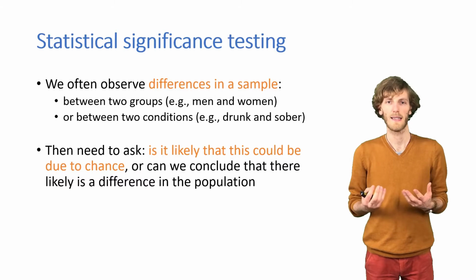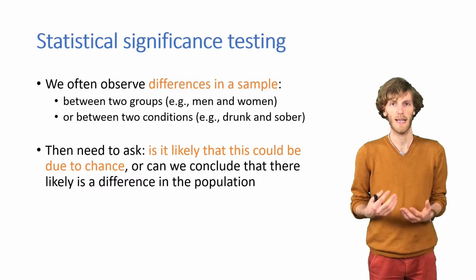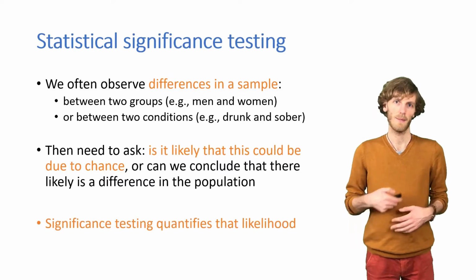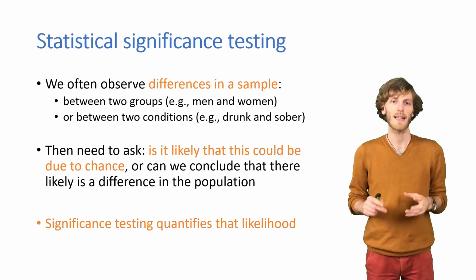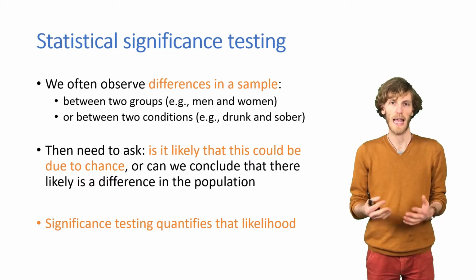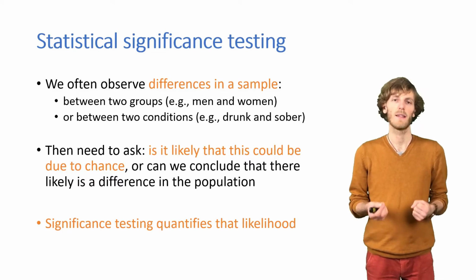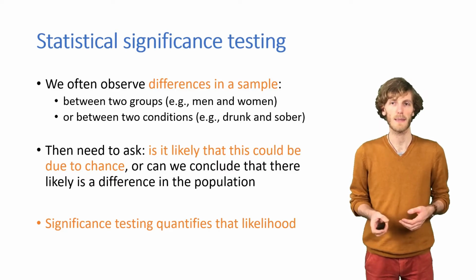Or am I warranted to believe that there's a real difference in the population? Basically, the whole point of significance testing is to quantify the probability that I would have observed that difference if only chance had been at play. And that helps me to decide what I should believe after my experiment.